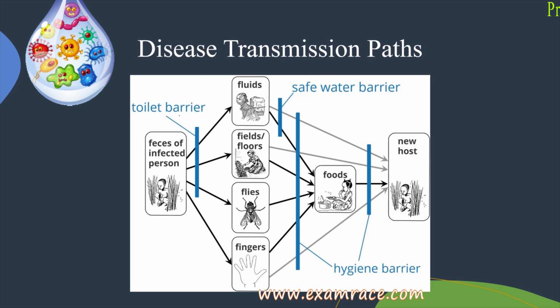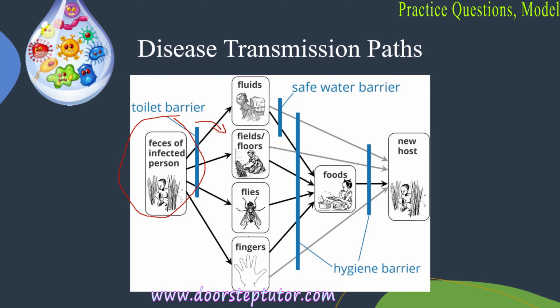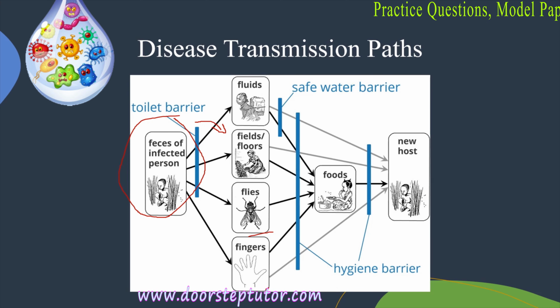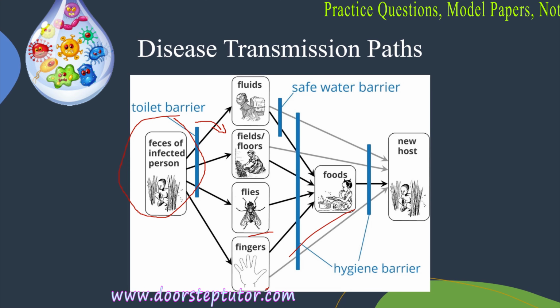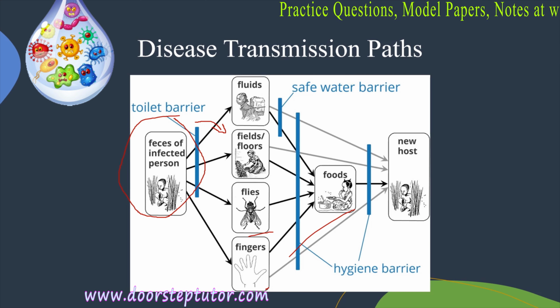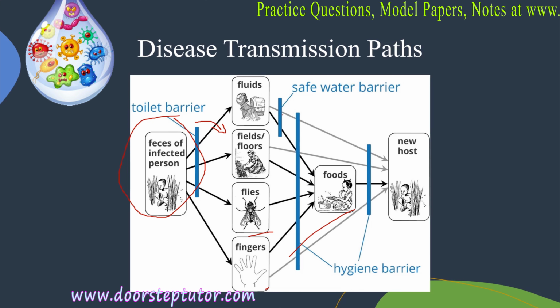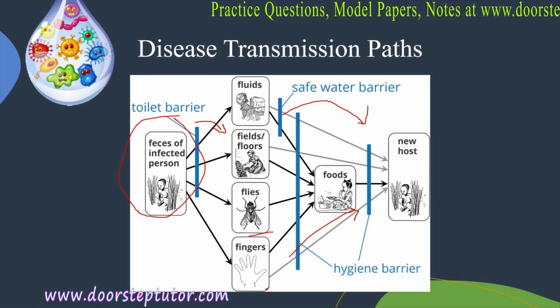So as you can see, this is an infected person, and he's defecating, and this barrier, when breached, it could reach through fluids or even fields and floor and even flies and even hands that can make your food, and it could lead to a new person getting the disease. It could also spread through getting into some water body, and when that water is had by another person, it could even spread to that new person. So that is another pathway of transmission.